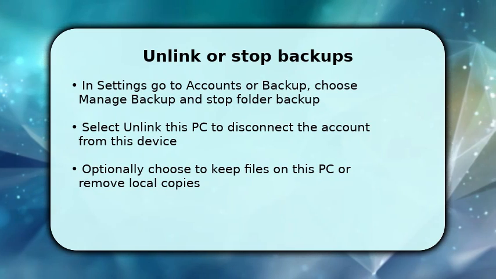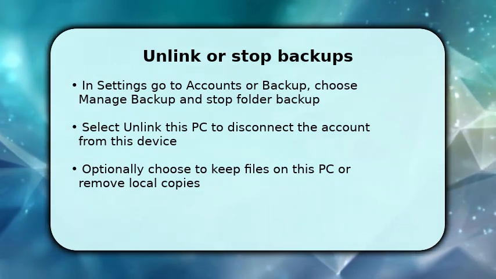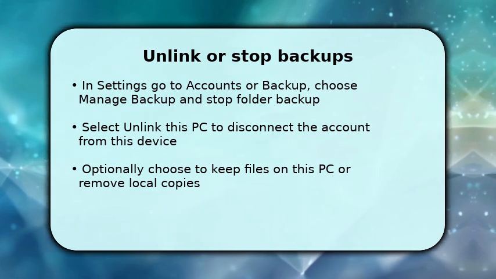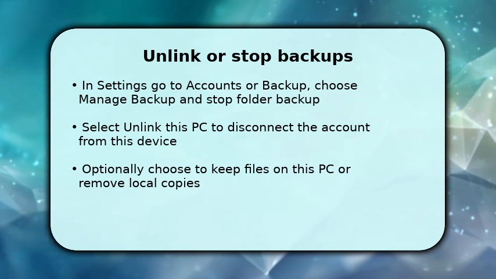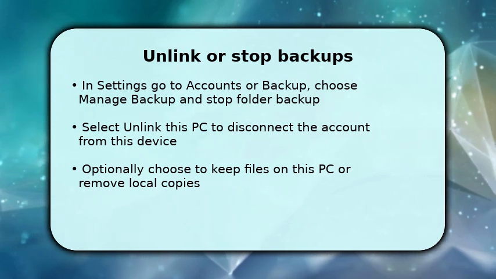Next, head into OneDrive settings and find the Backup or Accounts tab to manage folder backup. You want to stop protecting desktop, documents, and pictures if they are being backed up. Click Stop Backup for each folder. Then choose Unlink this PC to remove account association. This prevents future automatic syncs.